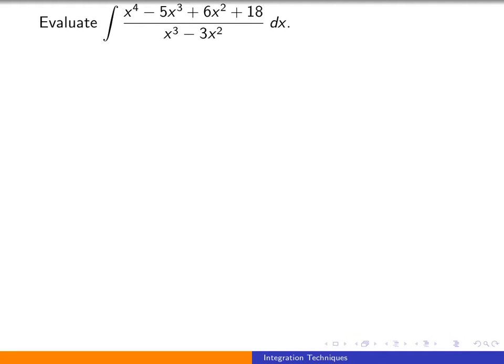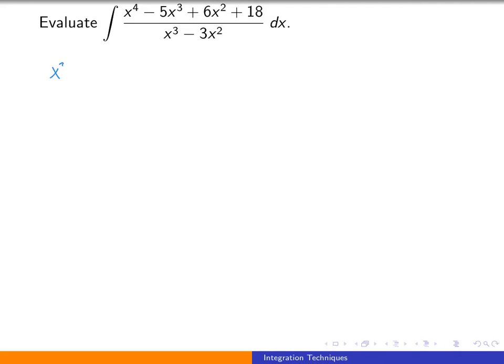In this example, we will antidifferentiate the given rational function. The key observation to make is it's degree 4 over degree 3. So it is an improper rational function, and that requires us to start off with a polynomial long division.